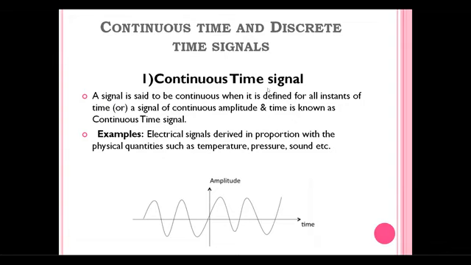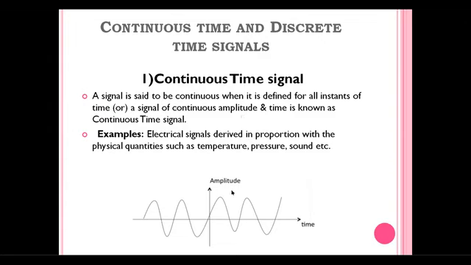So what is a continuous time signal? You see this sine waveform. This signal has a value at all instants of time. At time t equal to 0, it has some amplitude. At time t equal to 0.1, it has some amplitude. At time t equal to 0.001, it has some amplitude. The meaning is that this signal has a value or amplitude at all instants of time. So this type of signal is called a continuous time signal.